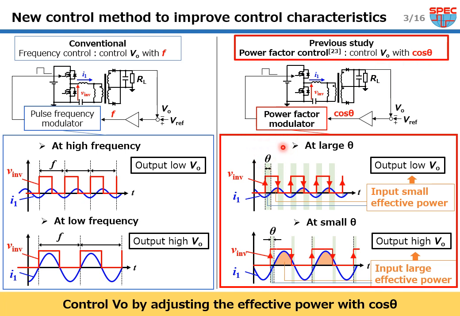Theta is defined as the phase difference between V inverter and I1, and theta is shifted based on cos theta to adjust the effective power. For example, at large theta, the waveform will look like this. In this case, it inputs small effective power and outputs low voltage. In contrast, at small theta, the waveform will look like this. In this case, it inputs large effective power and outputs high voltage.